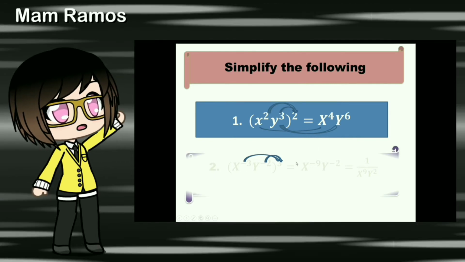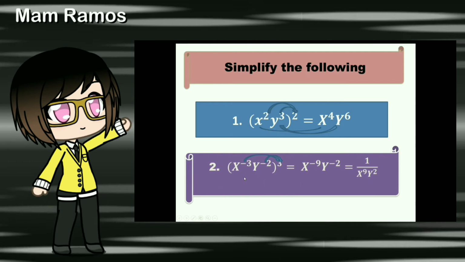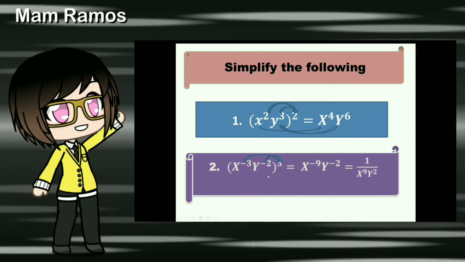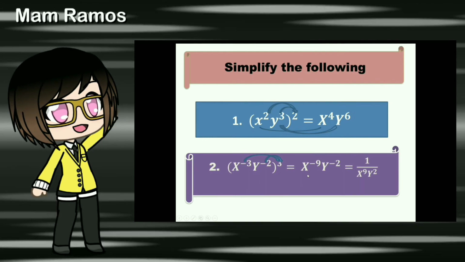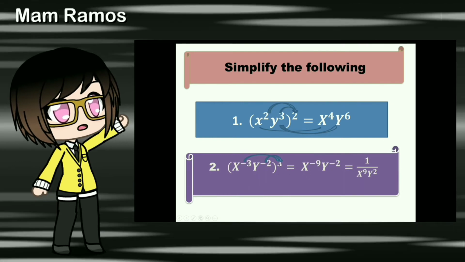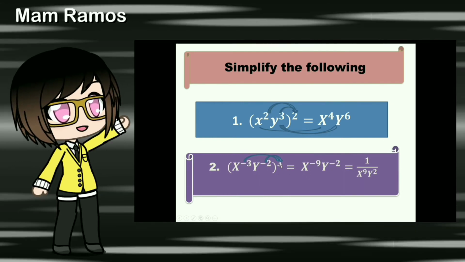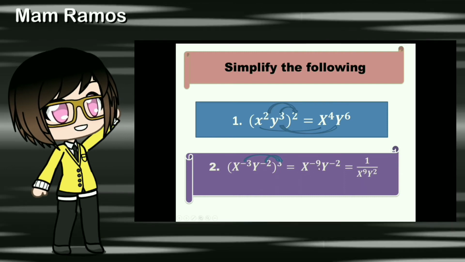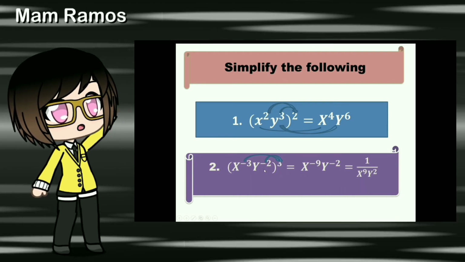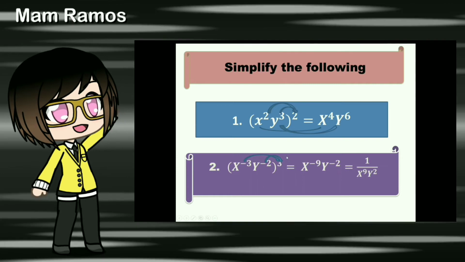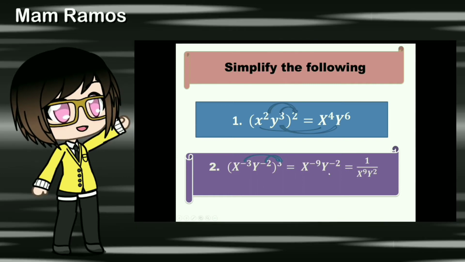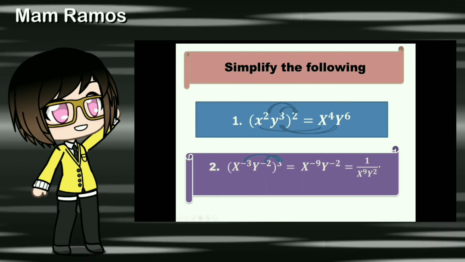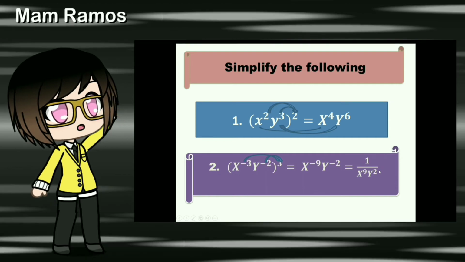Number 2, quantity x to the negative 3, y to the negative 2 raised to the third power will be equal to x to the negative 3 times 3, which is x to the negative 9, times y to the negative 2 times 3, which is y to the negative 6. We get the reciprocal, which is equal to 1 over x to the 9 power, y to the 6th power.